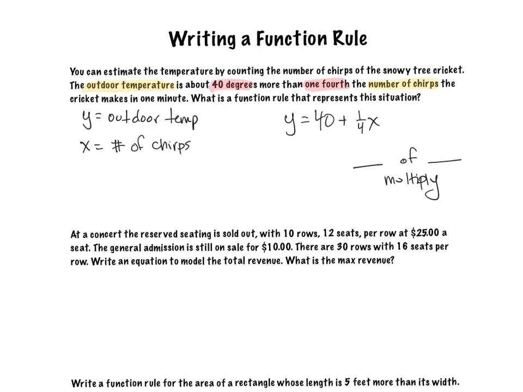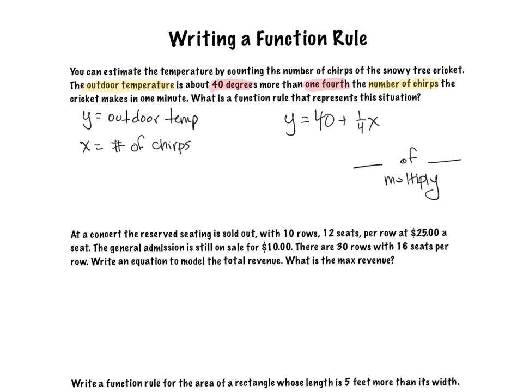Alright. So we're going to do the same thing down here. At a concert, it says the reserved seating is sold out with 10 rows, 12 seats per row at $25 a seat. The general admission is still on sale for $10. There are 30 rows with 16 seats per row. So write an equation to model the total revenue, and I want to know what the max revenue is.